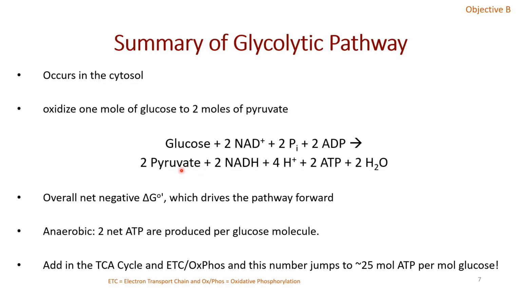But if you have mitochondria and those pyruvate can enter the mitochondria, then you get the TCA cycle, electron transport chain, ATP synthesis by the ATP synthase, and you end up getting somewhere in the neighborhood of 25 moles of ATP per mole of glucose. So we will talk about stoichiometry a little bit more later on, but that just shows you the power of aerobic ATP generation.